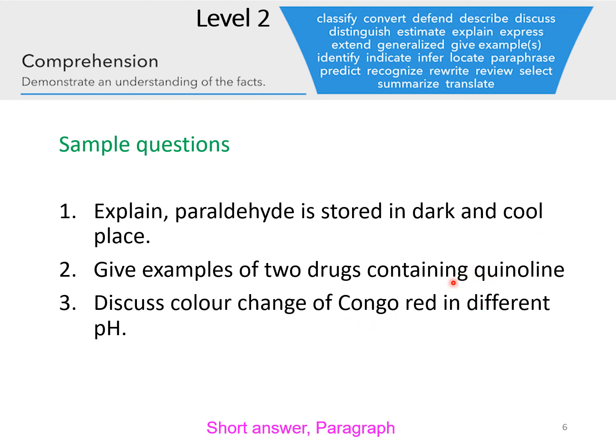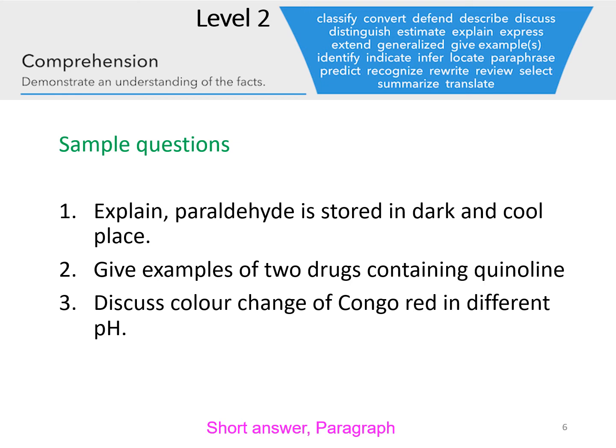Or if they are learning that Congo red is used as an indicator. Now we are asking them to discuss how Congo red changes its color in different pH. So here they need to state in acidic condition what color it has, in basic condition what color it has, and why. What resonating form of this indicator will have a particular color.